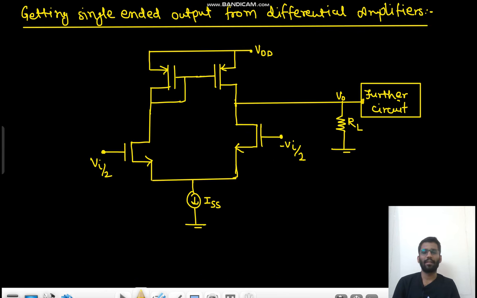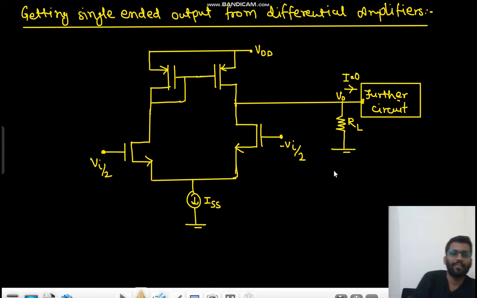Now in the next video we will see how you will get a single ended output from a differential amplifier. Okay, we can see the analysis in the next video. Okay, thank you. Hello everyone, now we will see how to get a single ended output from a differential amplifier.